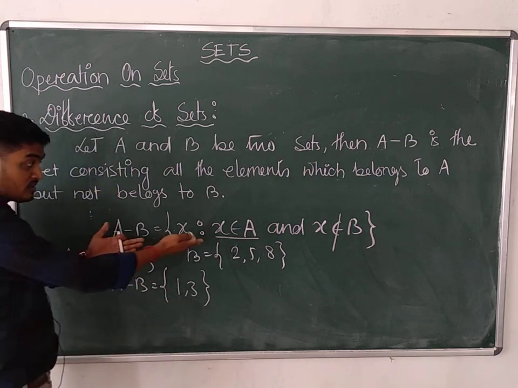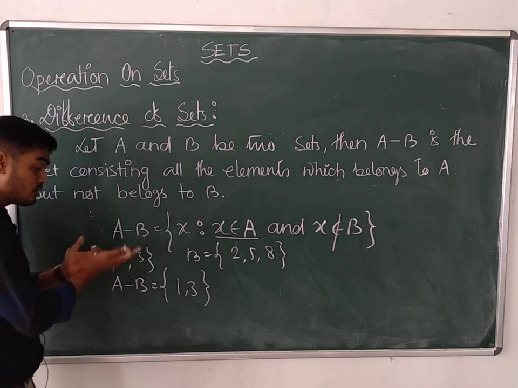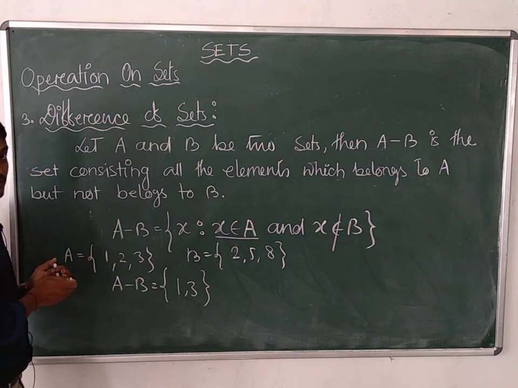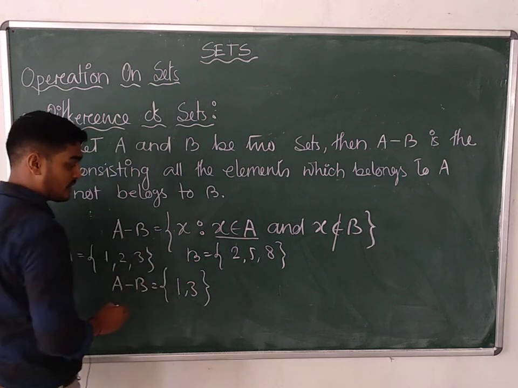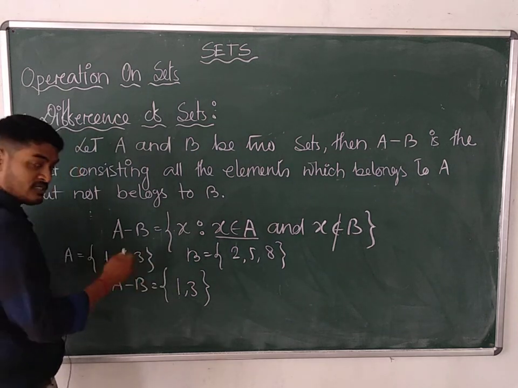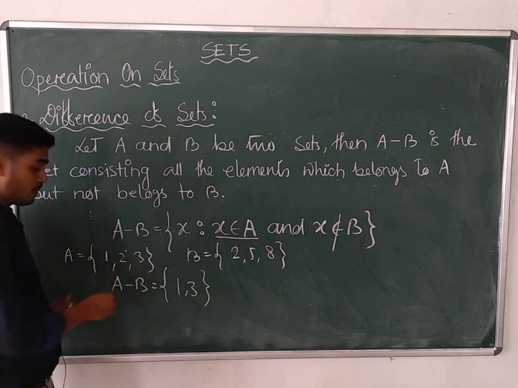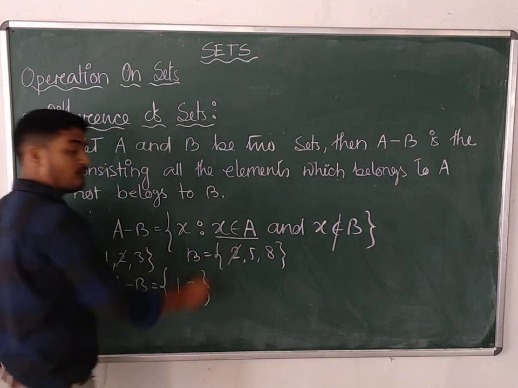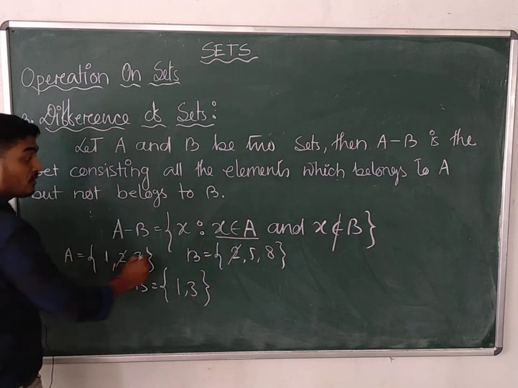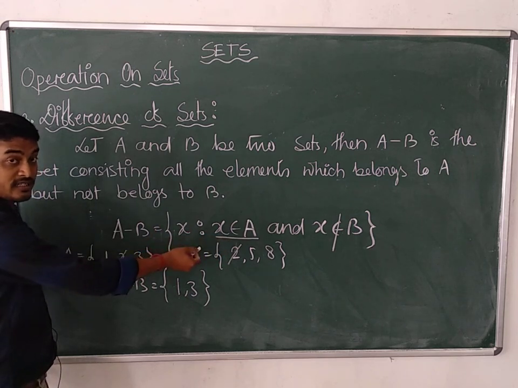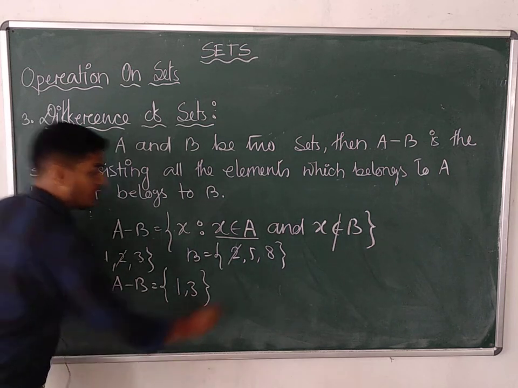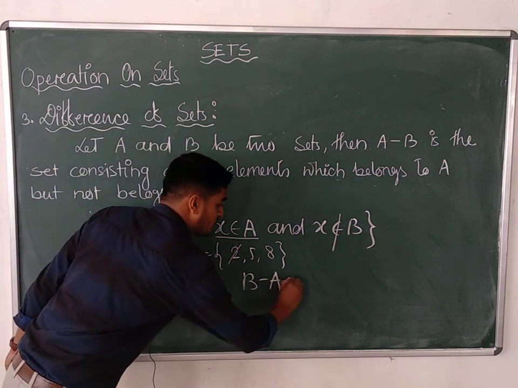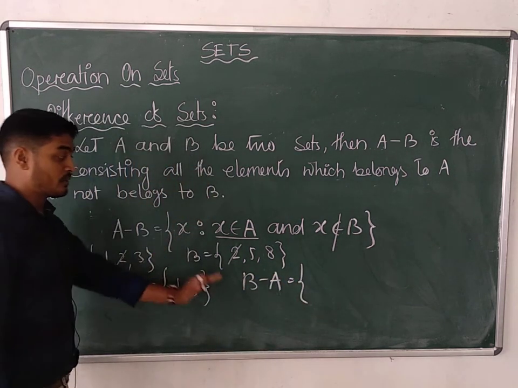But you are not supposed to consider 5 and 8 because you have to give importance to the elements of A only. Some may think that in A minus B, if I subtract B from A, 2 cancels with 2, but this is not the way actually. So what remains? 1 and 3. If we write A minus B, it is {1, 3}.